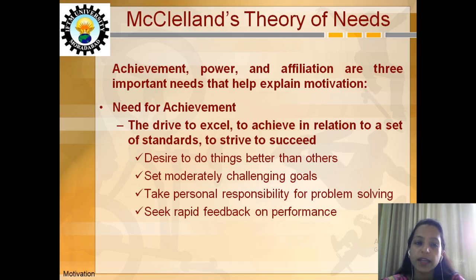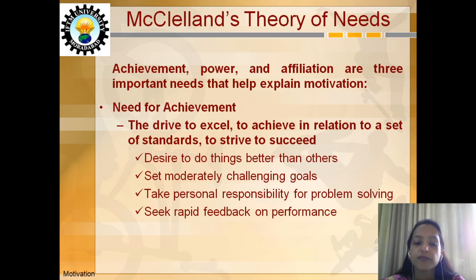Now coming to the next theory, that is McClelland's theory of needs. McClelland gave three important needs to explain motivation. The first need is the need for achievement, which is the person's drive to excel, to achieve in relationship to a set of standards, to strive to succeed. And in order to fulfill this need for achievement, a person must have a desire to do things better than others.